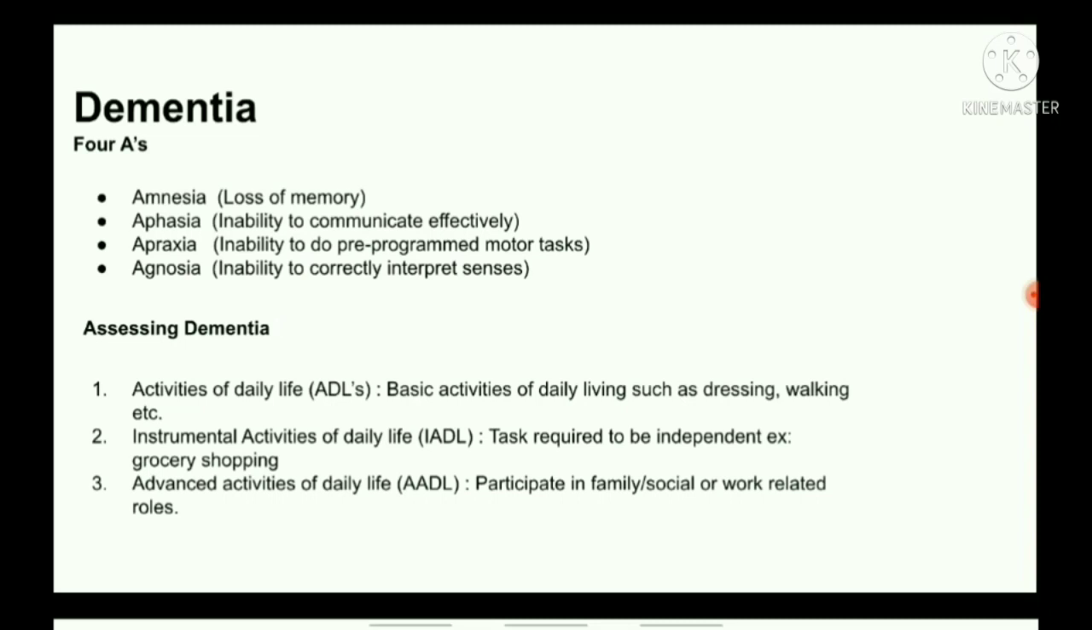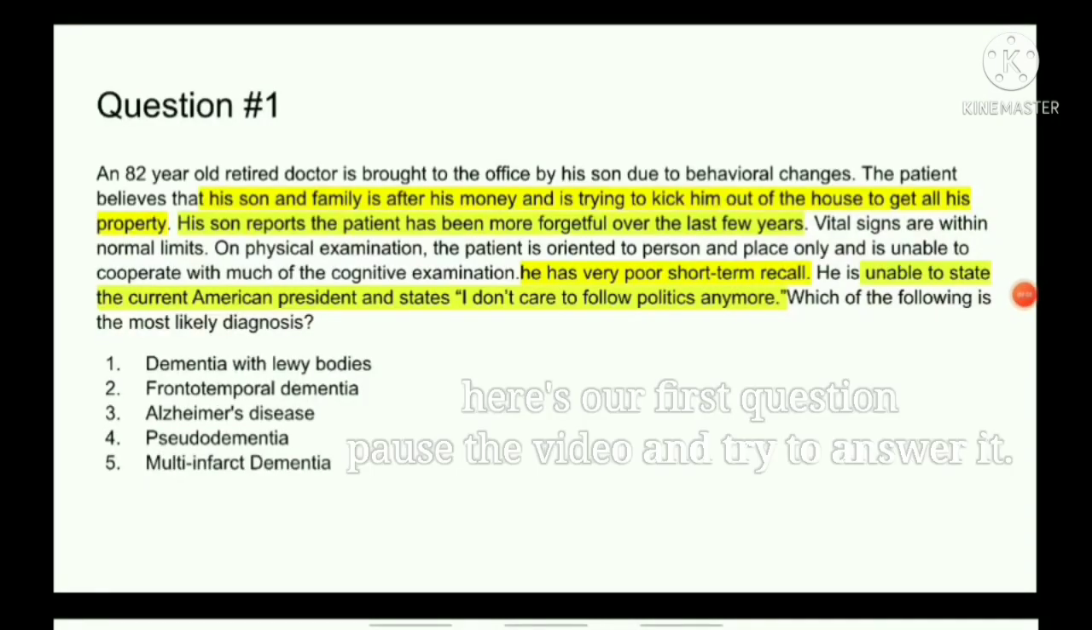When we assess patients for dementias, we look for ADLs. ADLs are activities of daily life. Basically, these are activities of daily life such as dressing, walking, feeding, bathing yourself, toileting. And then IADLs, these are instrumental activities of daily life. These are the tasks required to be independent, for example grocery shopping. And the third one is advanced activities of daily life. This involves participating in family, social or work related roles. I hope you guys got it right.